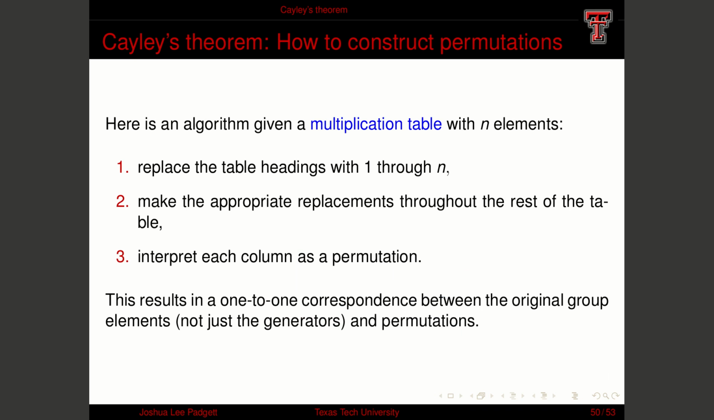All right. If we have a multiplication table, it's pretty much the same process. Replace the headings with 1 through n, and then inside of the table, whatever you called 1 on the headings, you need to go through and find it in the table and recall it 1. And then take each column and interpret it as a permutation. And once again, this would be a bijection between the original group and the generators of the permutations.